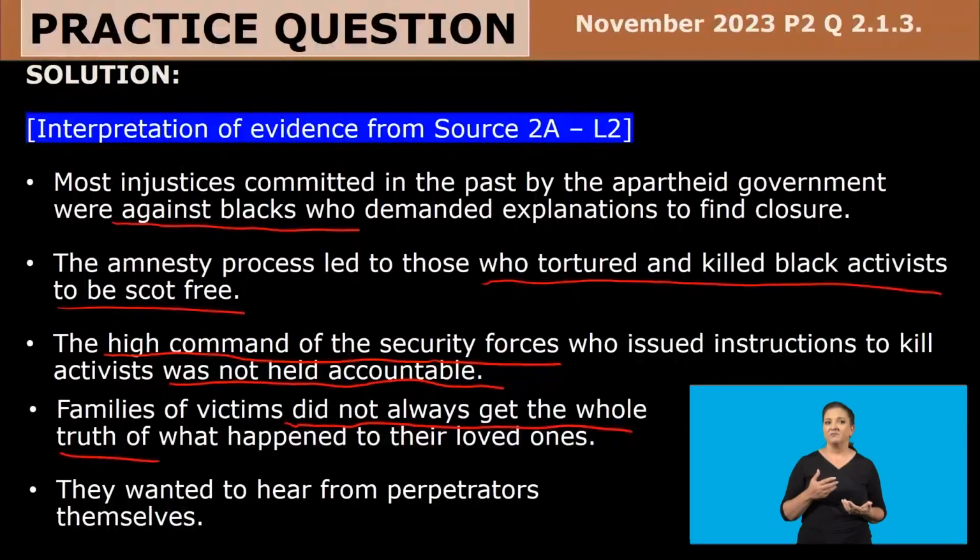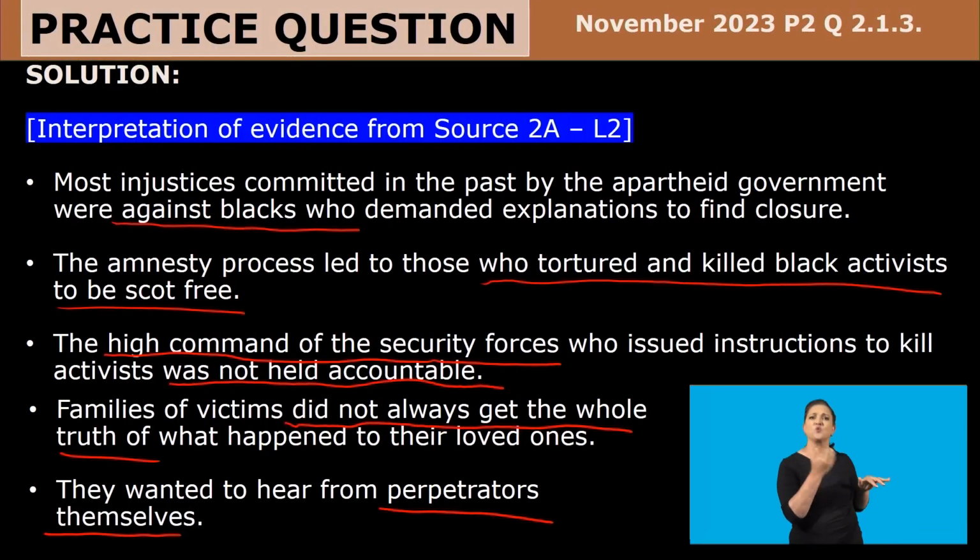Another possible response that you can give is that they wanted to hear from perpetrators themselves. This is very important. So not just the National Party, not just the government, but those people who had committed the crimes. The expectation was that they themselves needed to come forward and explain why they did what they did, and what happened to the remains of their loved ones.